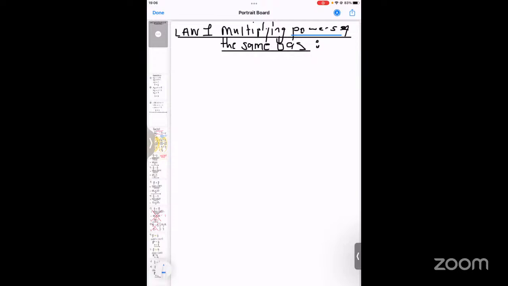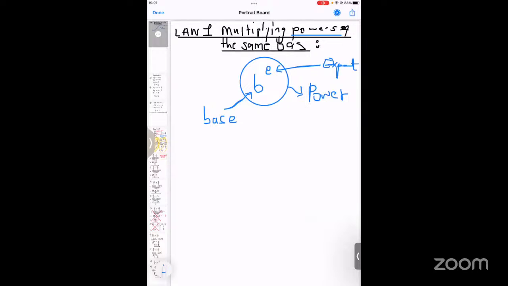by a power. In mathematics, when we talk about a power, we talk about something that has a base and an exponent. This thing is called a power, with that letter B, which stands for the base, and then that stands for exponent. So law number 1, we will be multiplying powers of the same base. So that means it will be these things having the same base.